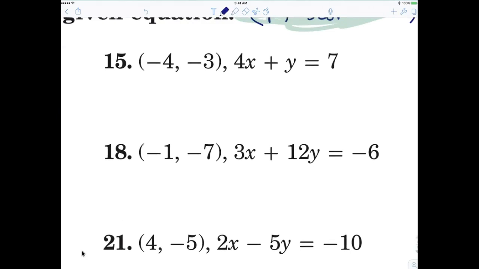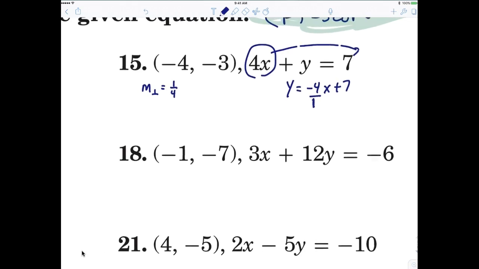The problem with 15 is we don't know what the slope is because I have to move the 4x over. So y equals negative 4x plus 7. Now keep in mind the slope here would be considered negative 4 over 1. The reason I'm telling you that is because when I ask for the slope of the perpendicular, I want you to be able to tell me that it would just be 1/4. So again, opposite signs, reciprocal.